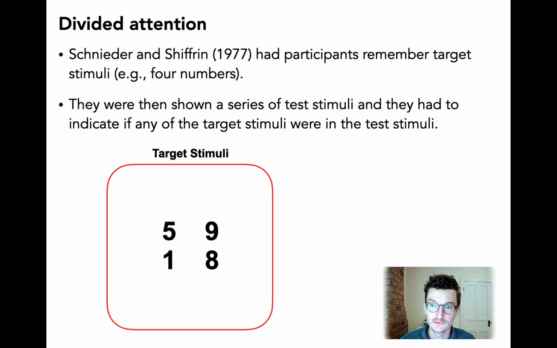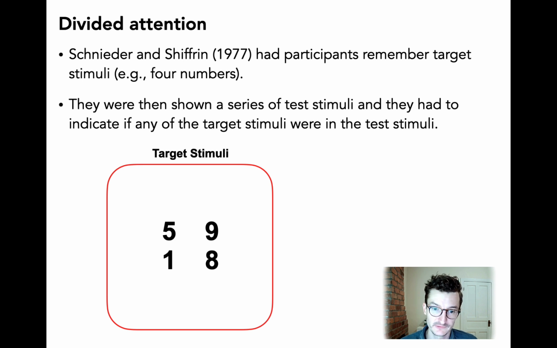And participants had to do 2 things. They had to remember the target stimuli and scan the test stimuli to see if they contained any of the target stimuli. So you're doing 2 things at the same time here. You're dividing your attention between remembering the target stimuli and scanning the test stimuli to see if they contain the target stimuli, and then at the end you have to indicate, how many target stimuli did you see in the rapid series of test stimuli that were flashed at you. Very difficult task. Let's do it now.